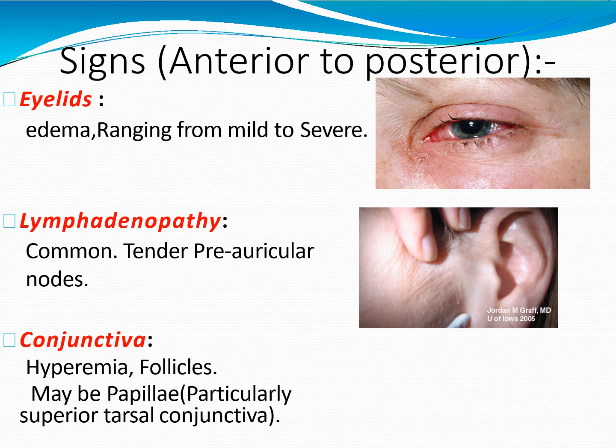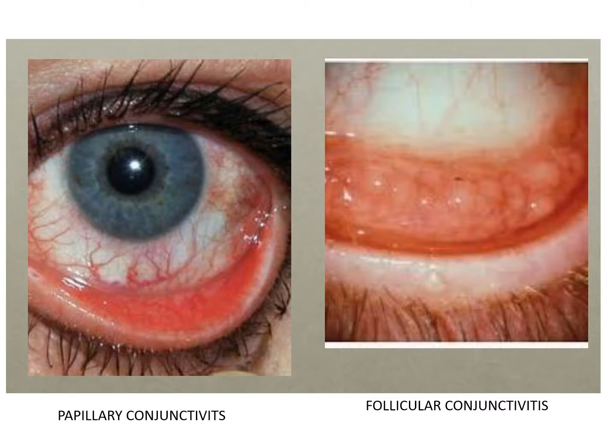Conjunctiva. We see many hyperemic follicles. There may also be presence of papilla. In these images, we compare the papillary conjunctivitis with follicular conjunctivitis.